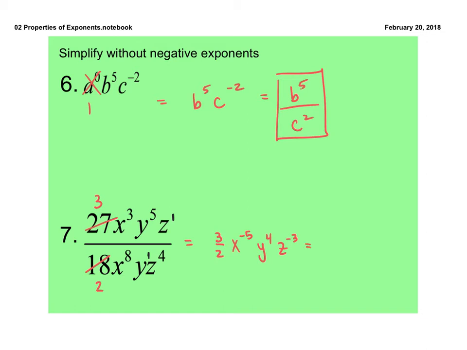Okay, and then we would want to write this in a slightly better way. So we would get 3 halves, and actually, I'll do the 3 in the numerator. The y to the fourth is going to stay there because the power is positive. We don't have to do anything with that. And the 2 would be times x to the fifth and z to the third. So that would be our final answer there.